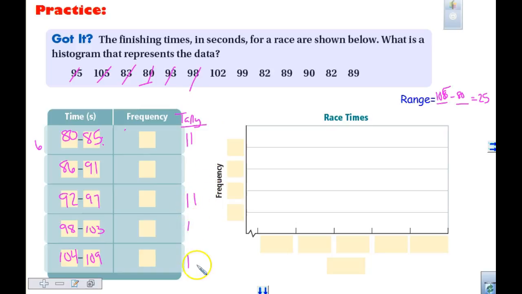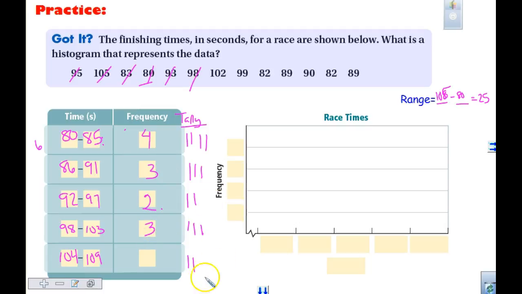We have 98, we have 102, we have 99, 82, 89, 90, another 82, and 89. So if I am looking at mine, my frequency is that I had 4 in that 80 to 89. I have 3, 2, 2. Did I miss one here? Yeah, it should have been 3.